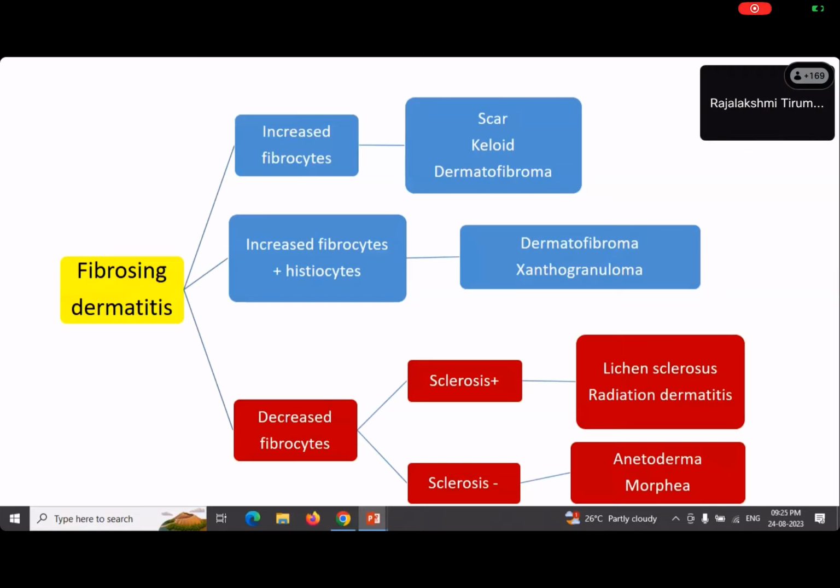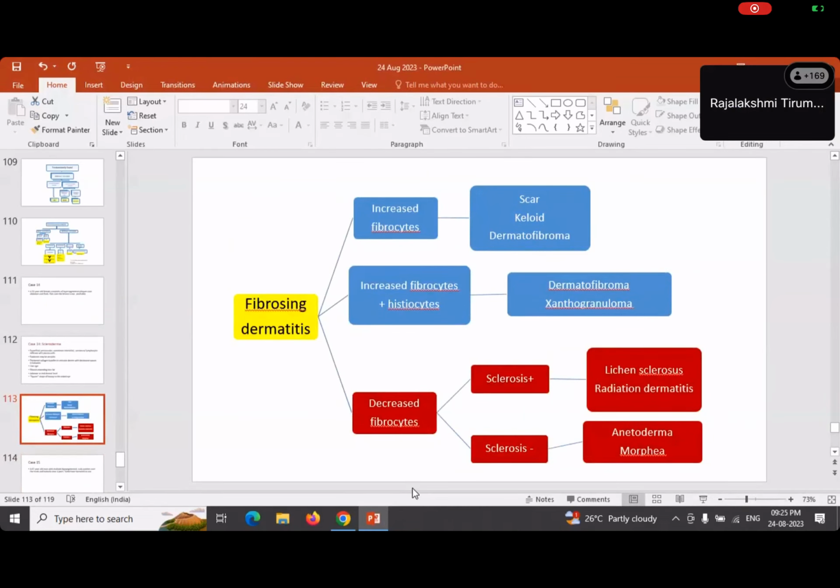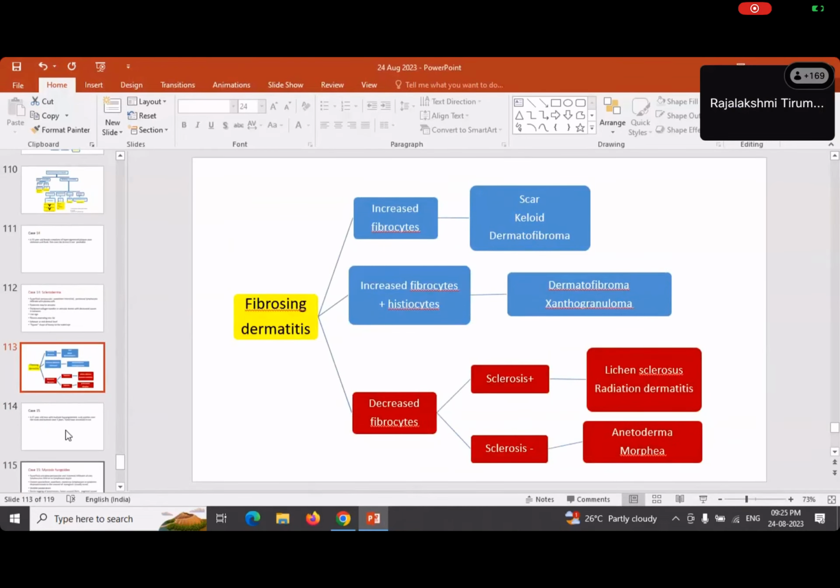You could see histiocytes and fibrocytes, as you see in later lesions of a dermatofibroma or a xanthogranuloma, right? So this is the differential diagnosis for fibrosing dermatitis. I request the chairpersons to give their comments for both the panniculitis and the fibrosing dermatitis lesions.